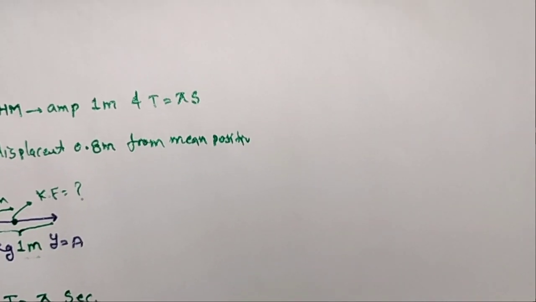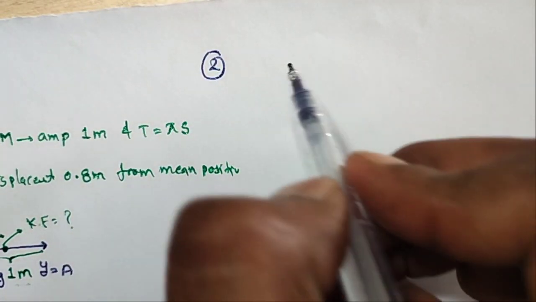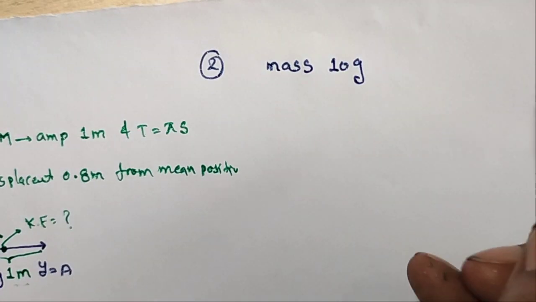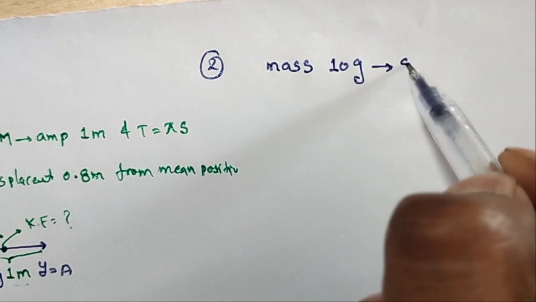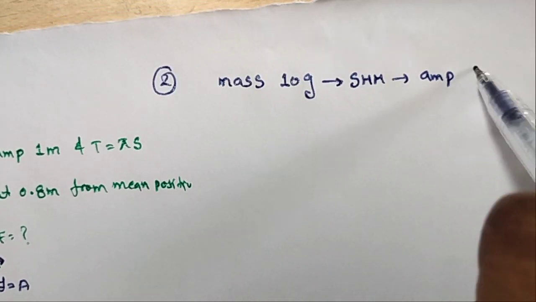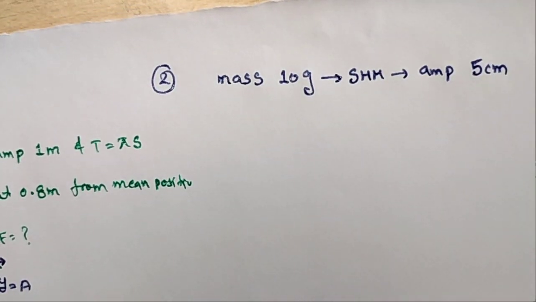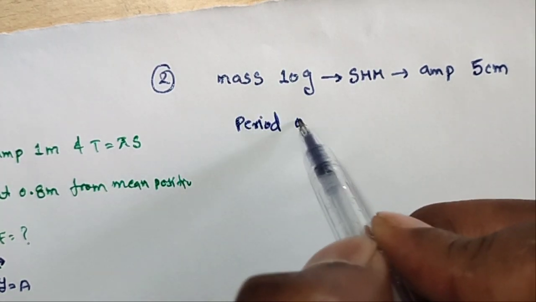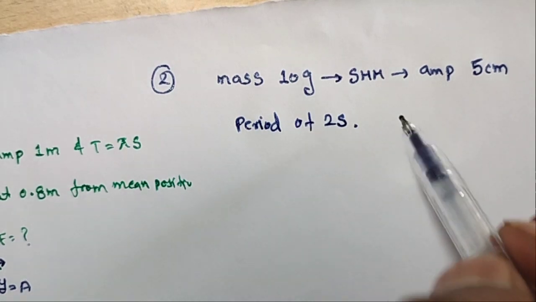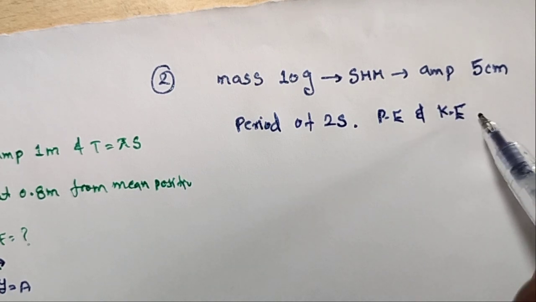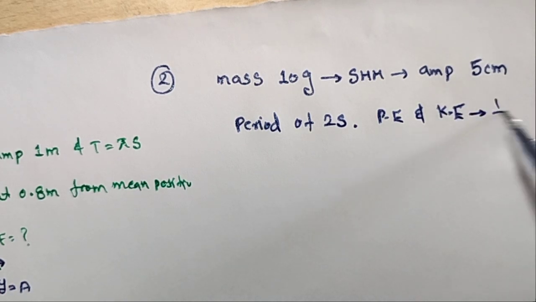And here is another second problem. I will give some homework, you can try. A particle of mass 10 grams is executing linear simple harmonic motion with an amplitude of 5 centimeter and a time period of 2 seconds. Find the potential energy and kinetic energy. What is the condition?